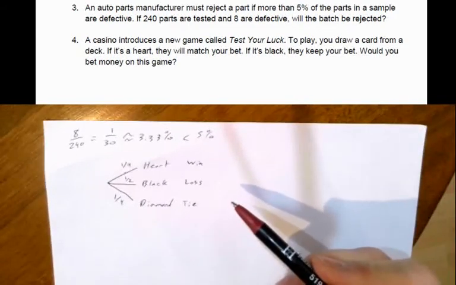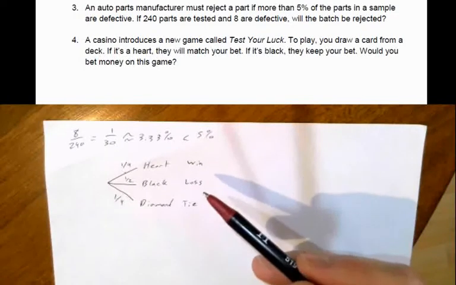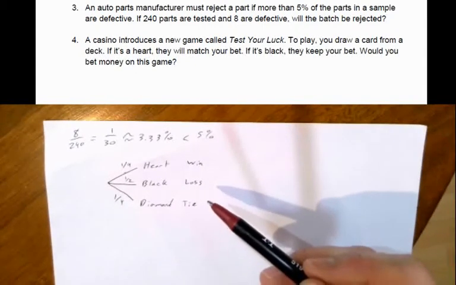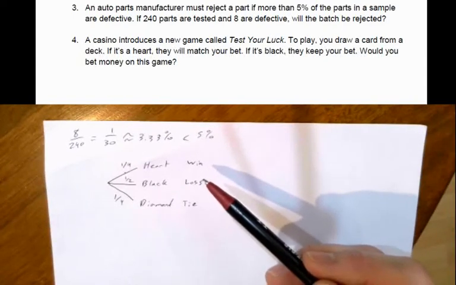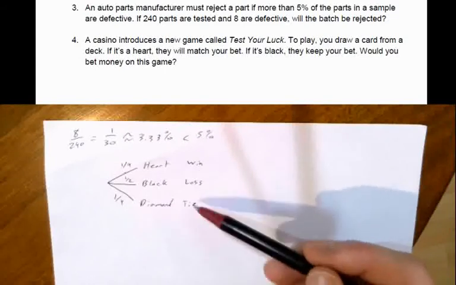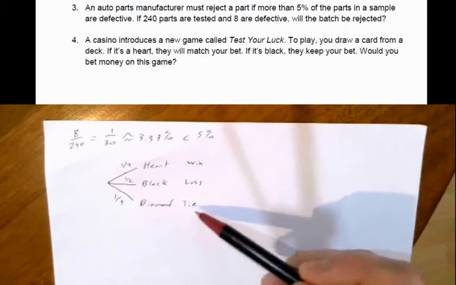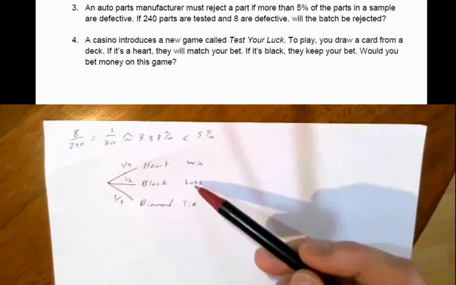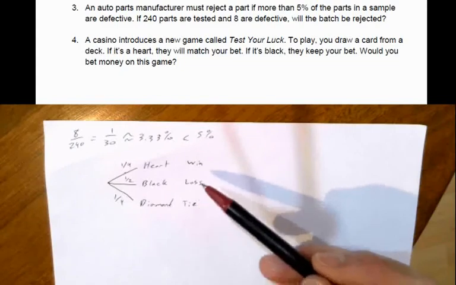So all together in this game, you're more likely to lose than to win. So you could say that this is a game that you would not play. The only kind of benefit here is that it's roughly 50-50. If you tie, you don't lose anything. You get your money back. But because you are more likely to lose than win, the casino is favored in terms of gaining money from this game.